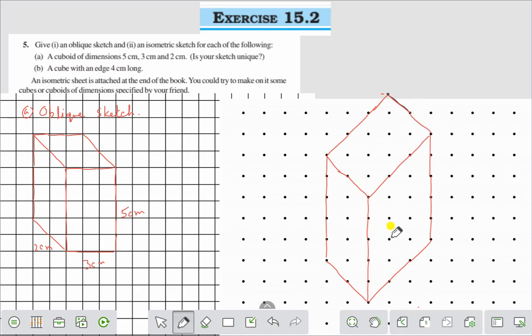This is the sketch. Therefore we are getting this sketch. How many units is this? 1, 2, 3, 4, 5. This is 5 units. This is 2 units, this is 2 units, and this is 3 units, 1, 2, 3. This is 3 units.